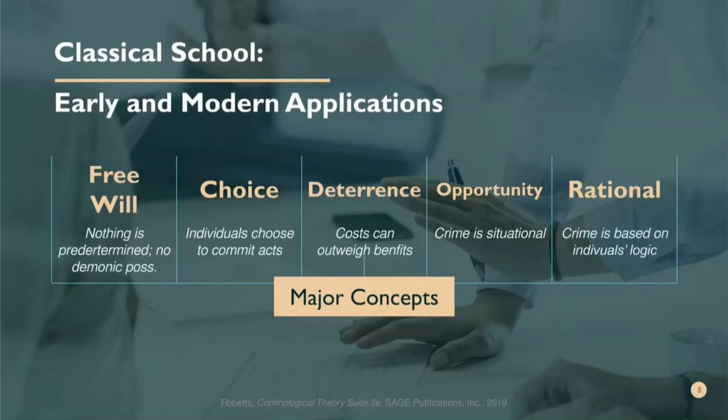Choice is going to be the key element as well. All individuals are choosing to commit these acts, the same as they choose to commit any other acts. Deterrence, we'll talk about that a little bit today, and then we'll talk about it next week too, because when you understand that there is a cost-benefit analysis that individuals go through, the way to prevent crime from happening and deter people from committing crimes is to make sure that those costs outweigh the benefits. As I said, when somebody is doing this analysis and the benefits outweigh the costs of whatever that crime is, then they will commit that crime.